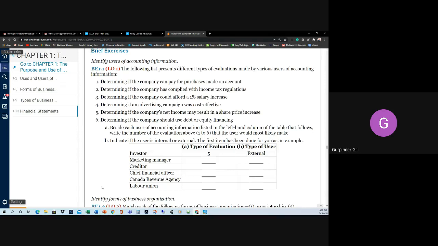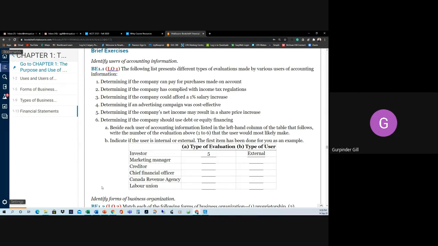Number two, determining if the company has complied with income tax regulations. Who do you think would care about that? This one is quite obvious. CRA. We all love CRA. Are there any CRA employees? Come on. No one? I just like to cover my bases though.